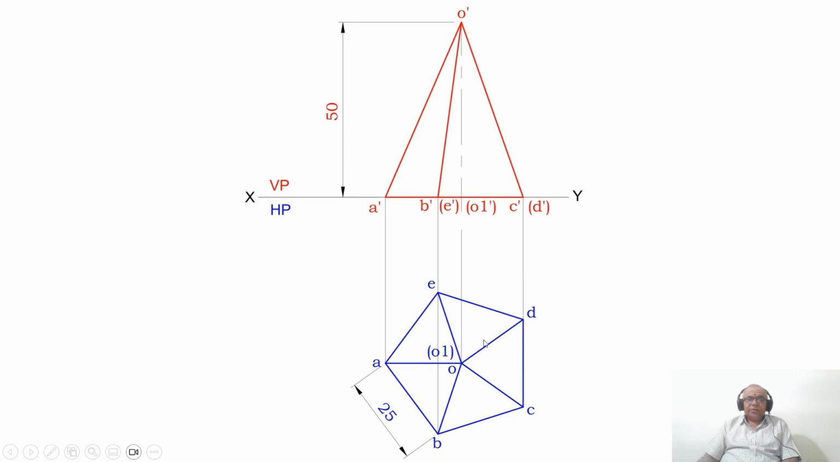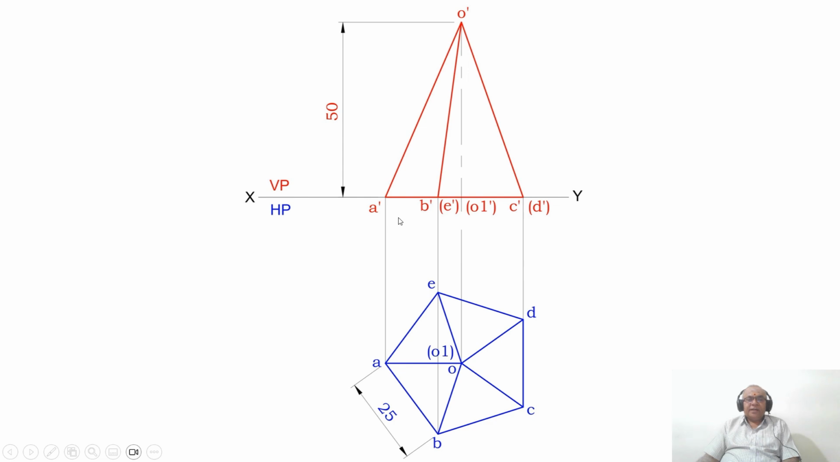Once you do that, you can see here that OCD is the triangular face and OA is the slant edge. Always remember, whenever you have an odd number of sides, one of the sides, or one end, is going to be a triangular face and the other side is going to be the slant edge.